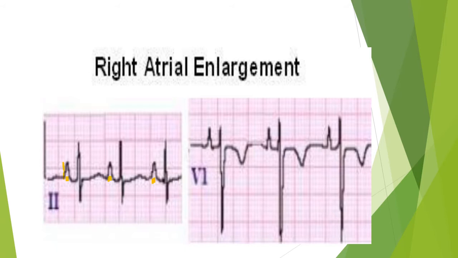And on the right of the screen here is V1. The shape of the P wave in right atrial enlargement in V1 is that its amplitude would be more than 1.5 small squares and become more dominant positive, and this is the shape here in V1, like you see, of the P wave in right atrial abnormality.